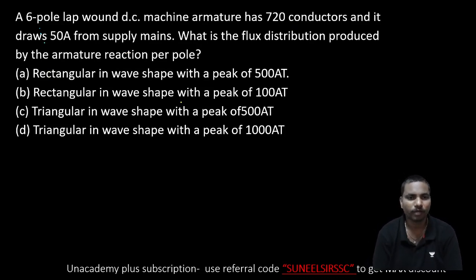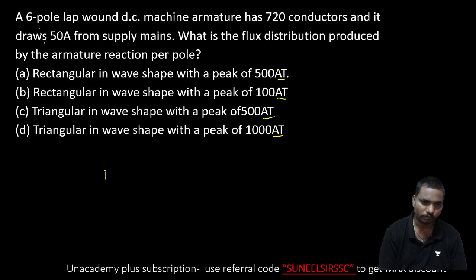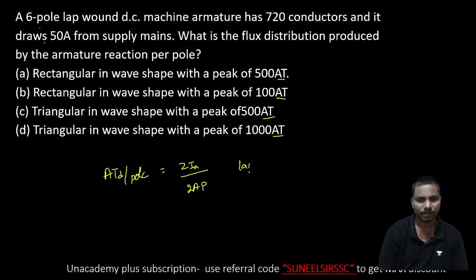Coming to the next one. A 6-pole lap-wound DC machine armature has 720 conductors and it draws 50 amps from the supply. What is the flux distribution produced by armature reaction per pole? Here we need to find out the armature turns per pole. What is the formula for armature turns per pole? Z I_a by 2AP. Here which winding? Lap winding. So A is equal to P.